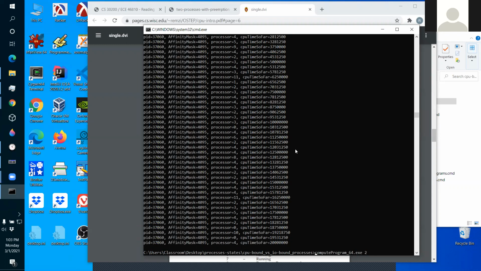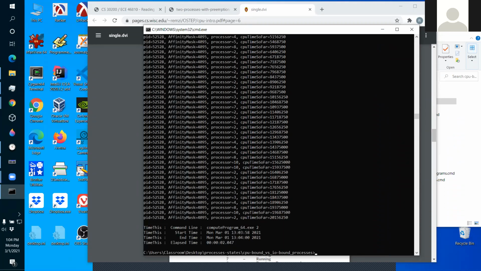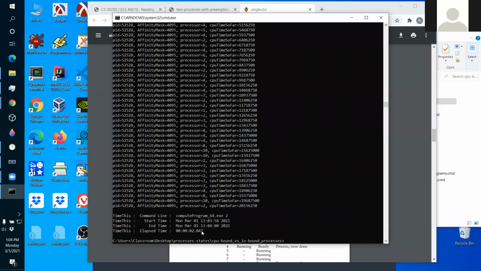I want to run that program for 2 seconds and I want to time it. Time this times how long something takes. Well, if I'm going to run this compute program for 2 seconds, it should take 2 seconds to run. Notice that it took a tiny bit more than 2 seconds to run. The elapsed time, the amount of time it took from the time I started the program till the time it ended was just a hair's bit more than 2 seconds.